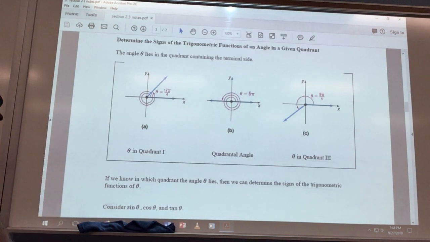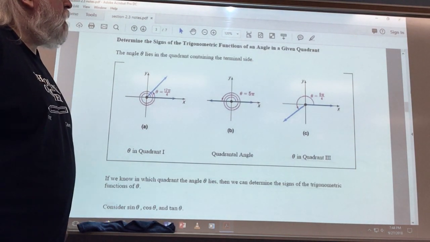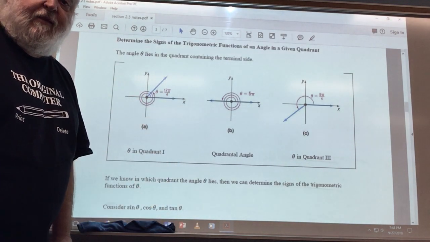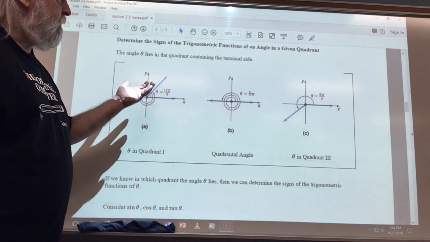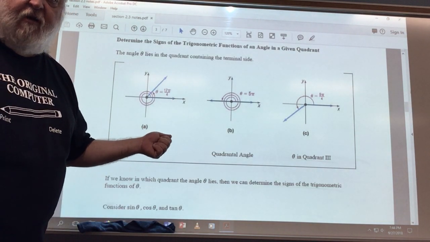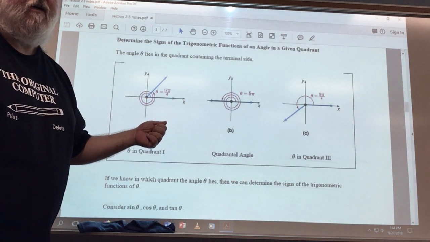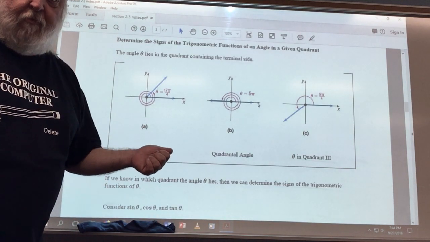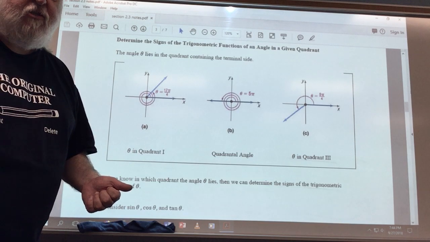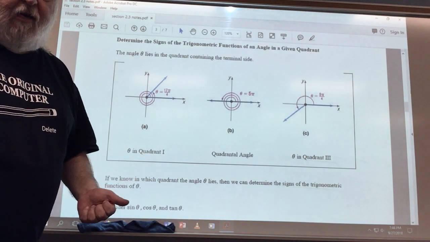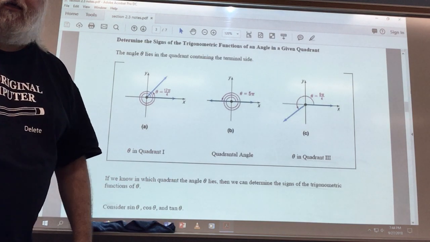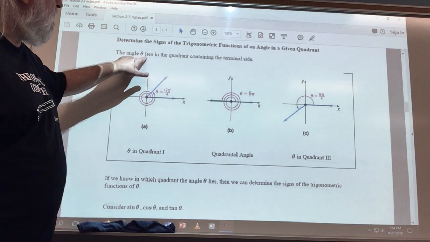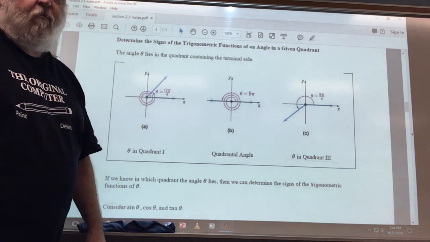In this part of your notes, what we're going to learn is, given the quadrant that an angle theta lies in, we can determine for each of the 6 trigonometric functions whether the value of the trigonometric function is positive or whether it's negative. We're not going to know maybe what the precise value of the trigonometric function is, but we'll know whether it's positive or negative depending upon what quadrant the angle theta lies. Okay? So top of page 3, the angle theta lies in the quadrant containing the terminal side of the angle.